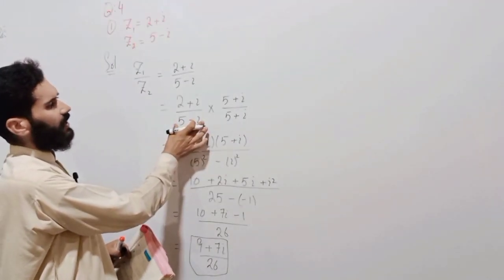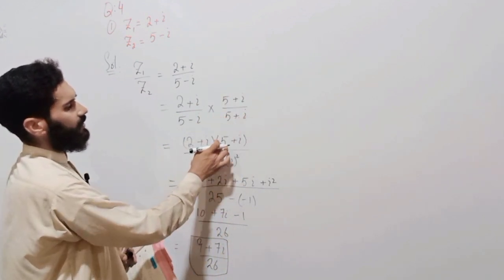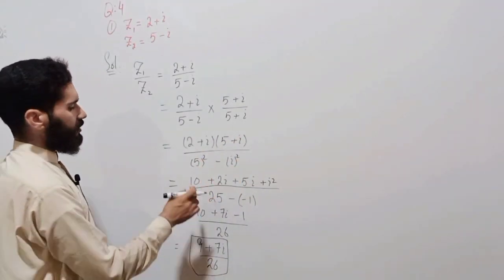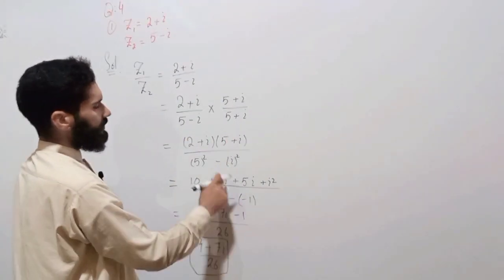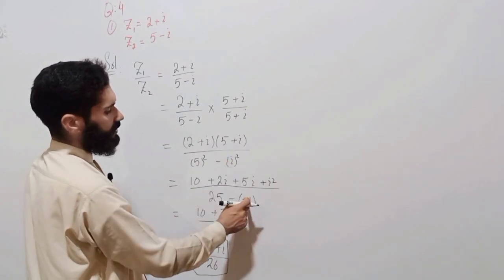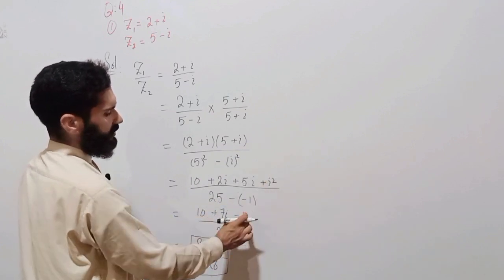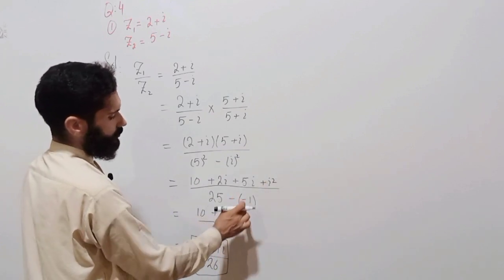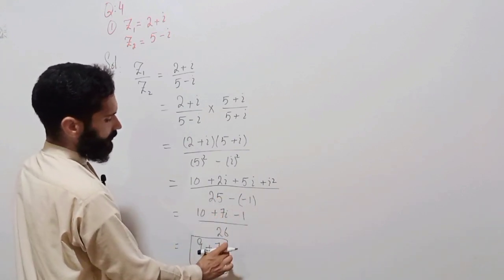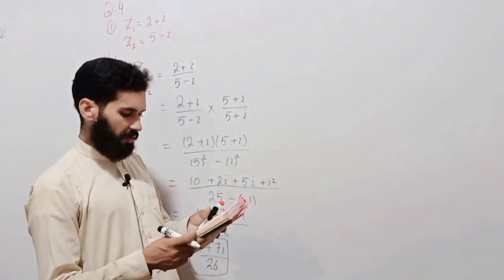Here, the denominator's complex number conjugate, multiply and divide. So 2 plus iota multiply 5 plus iota divide 5 square minus iota square. Again multiplication: 2 times 5 is 10, plus 2 iota plus 5 iota plus iota square, divide 5 times 5 is 25 minus iota square. Iota square is negative 1, so 10 plus 2 plus 5 iota is 7 iota. Iota square is negative 1, so 10 minus 1 is 9, and 25 plus 1 is 26. This gives 9 plus 7 iota divide 26. This is the required result of part 1.